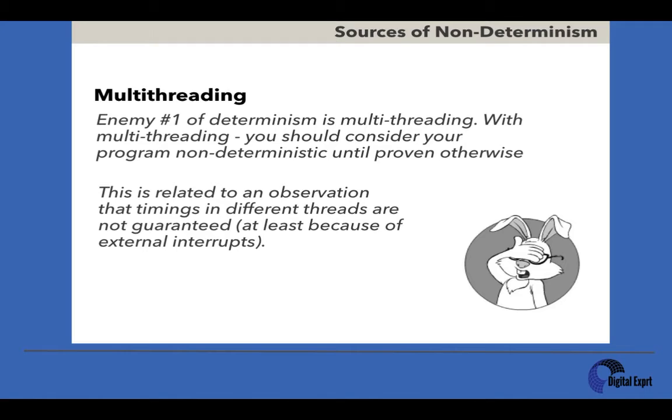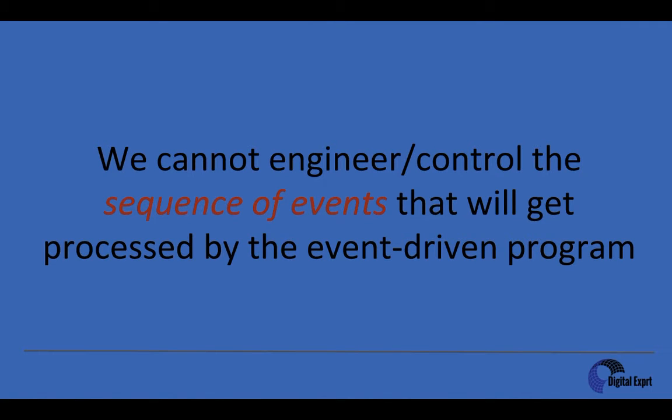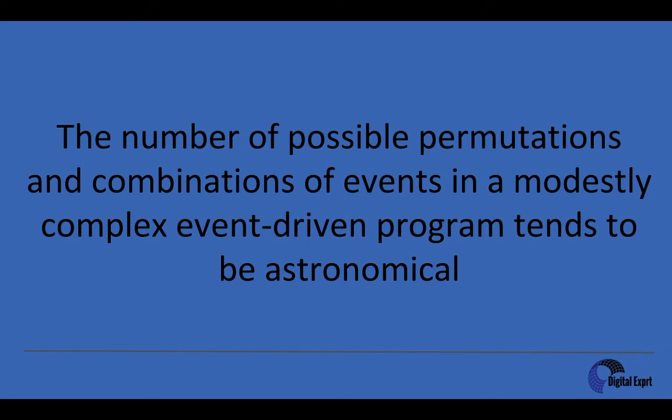We are now dealing with a semi-chaotic situation that is related to events on the system, because we cannot engineer nor control the sequence of events that will get processed by the event-driven program. This is not controllable because the world does not obey a pre-programmed or predetermined pattern. The number of possible permutations and combinations of events, even in a modestly complex event-driven program, tends to be astronomical. You cannot create a finite list of all possible combinations and permutations.